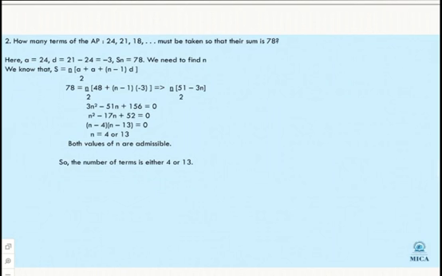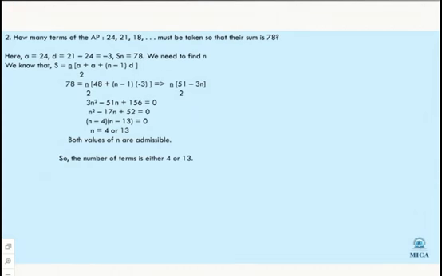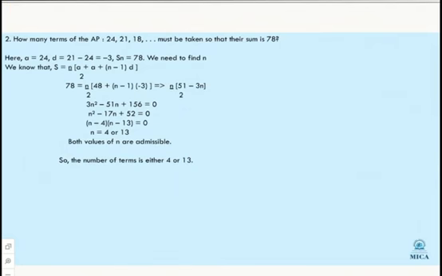If we shift n by 2 and minus 3n to the LHS, it becomes 3n square minus 51n plus 156 is equal to 0. n square minus 17n plus 52 is equal to 0. n minus 4 into n minus 13 is equal to 0. n is equal to 4 or 13. Both values of n are admissible. So the number of terms is 4 or 13.